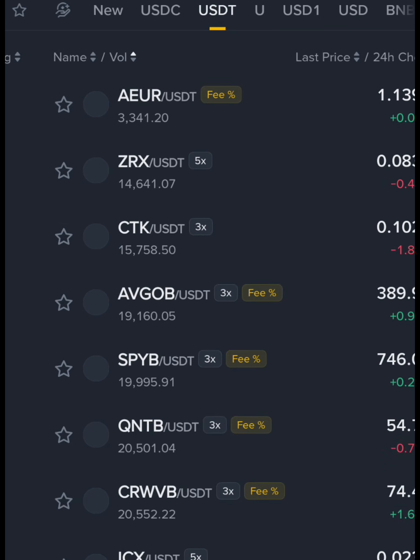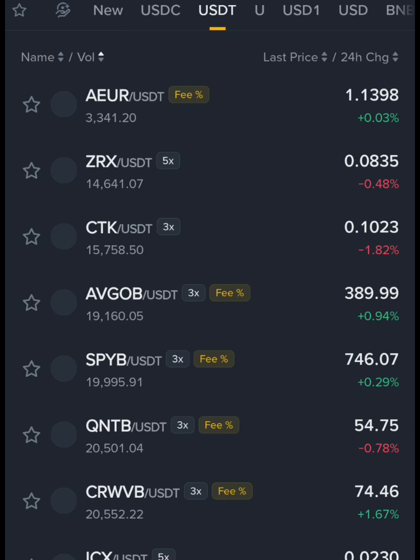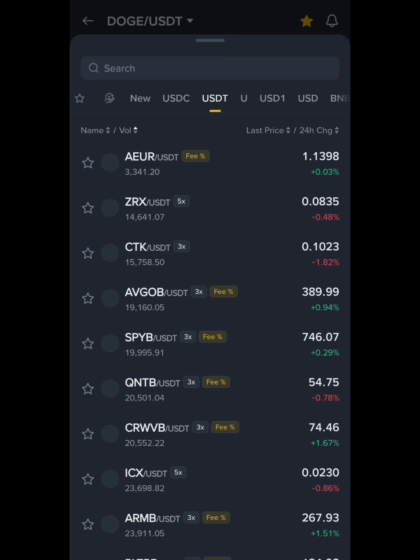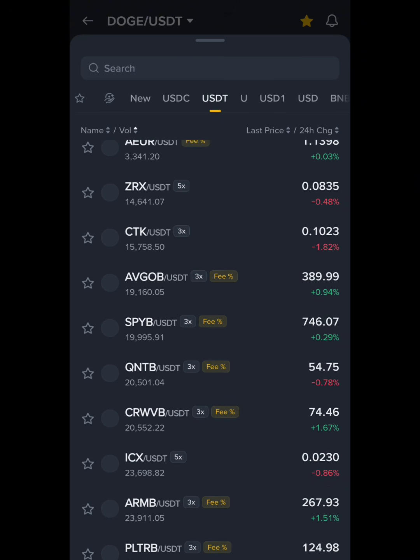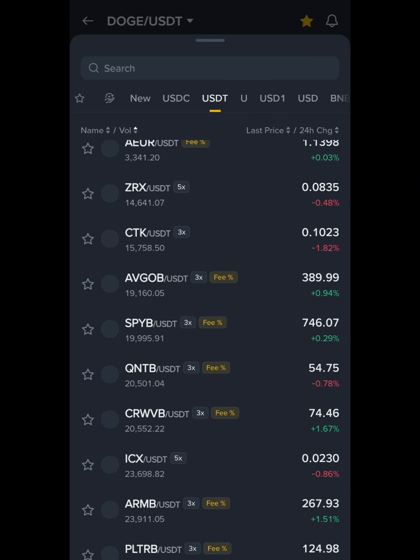It's not a coin. This is AEUR, that's AEUR USDT. So it's a stable coin. Both of them are pairs like fiat coins, so that's why it's this low. But from coins, the lowest coin you can see here is ZRX, which is 14k. This is the lowest one.